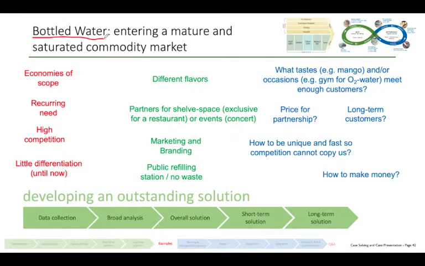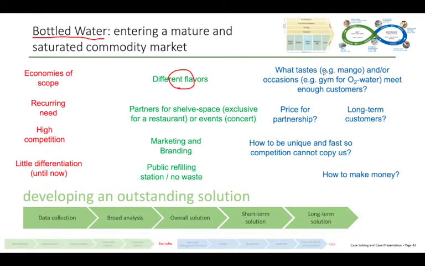Water, if you're thirsty, most of the water is very, very alike. Yes. So solutions that we could come up with would be different flavors, different tastes. Then the question would be, which ones? How often do we change? For what occasions? So for instance, special offerings like O2 water for gyms. And the fundamental question is, how can we reach enough customers?